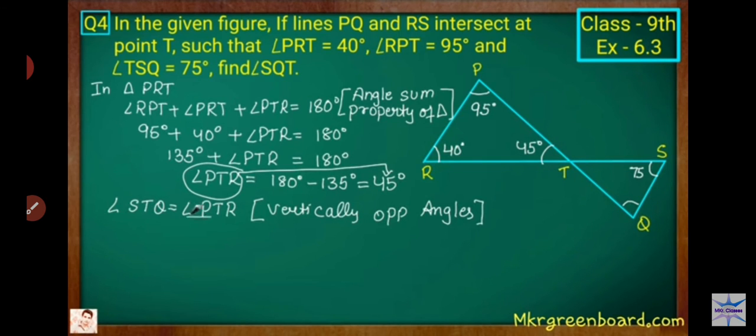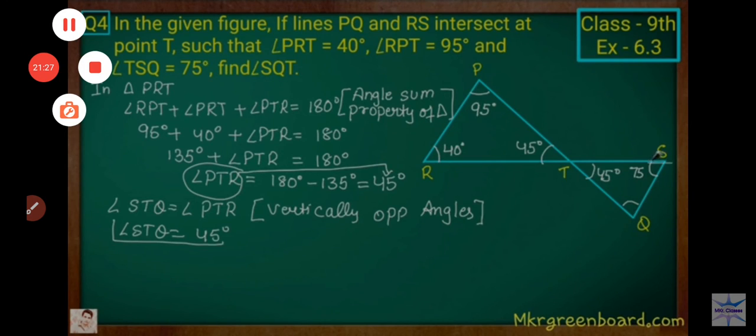So STQ is equal to 45 degree. PTR is 45. Understand? So now we know the value of angle T, that is 45. Now in triangle STQ we can easily find the angle Q. Okay, you solve it by yourself.